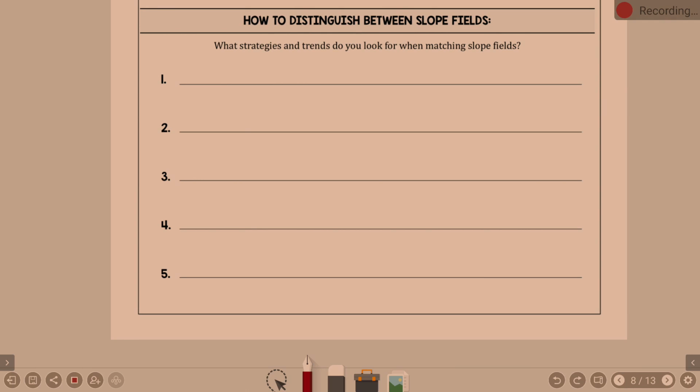Last one. Okay. So this is what strategies and trends do you look for when matching slope fields? Okay, so we did all that matching. What were some of the things that we looked at? Consistency among x. Okay, so let's see.